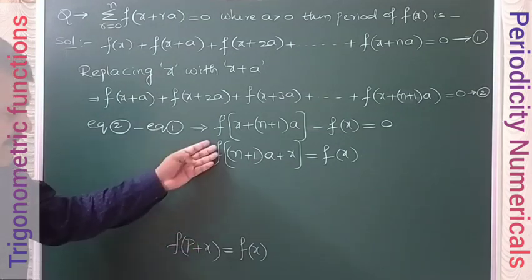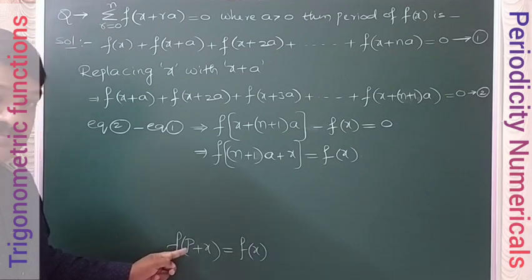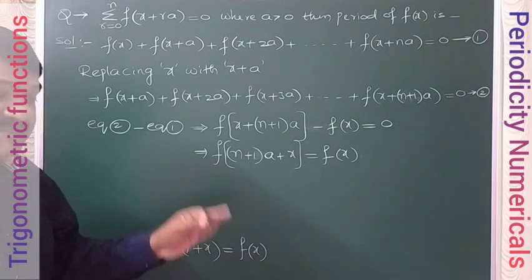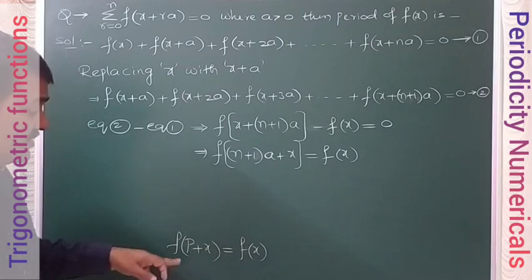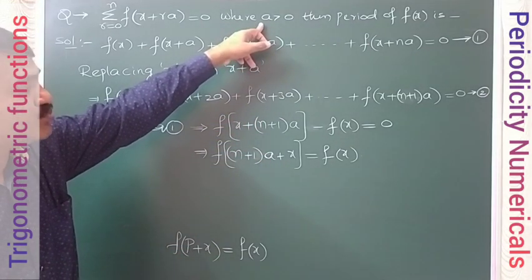So this is the basic property of a periodic function where the least value of p is the period and p must be definitely a positive real number. So it is clearly given that a is a positive number.